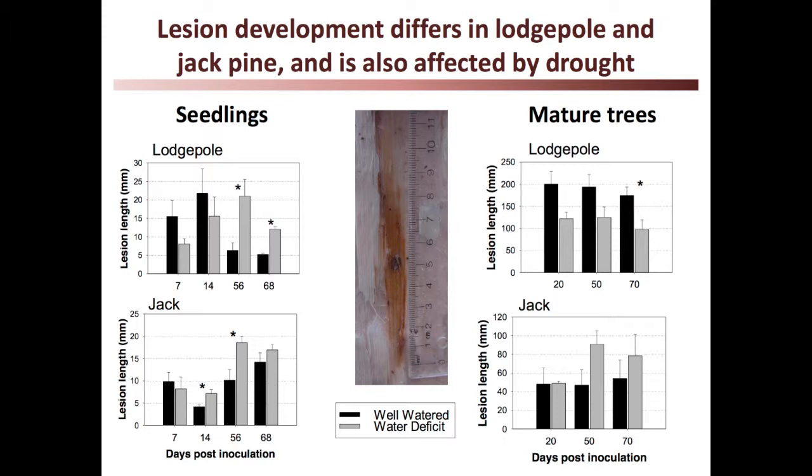So we see that jack pine has a much slower response. This is consistent with the idea that jack pine is not a co-evolved host with this fungus, and so it may not have that early surveillance mechanism. And our patterns overall then agree with the mature tree patterns.